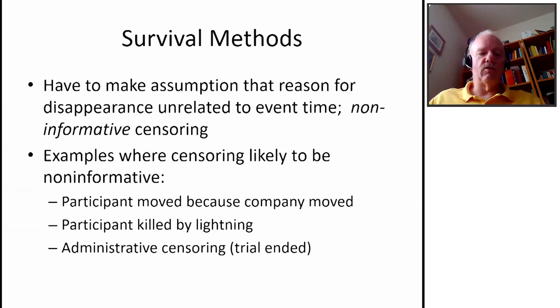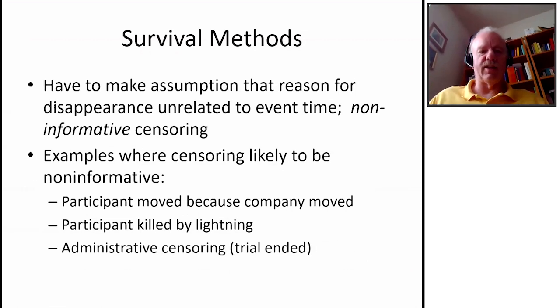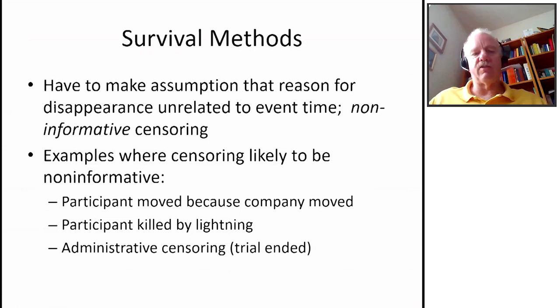Now, what we need to do in order to make progress in a situation like this is we have to make the assumption that the reason for not seeing the observation, in other words, the reason for the censoring, is unrelated to whether they were about to have the event, for example. This is so-called non-informative censoring. So examples where censoring is likely to be non-informative are when the participant moved because the company that they work for moved and they just went with the company and you lost track of them when they moved, or they didn't let you know that they were moving.